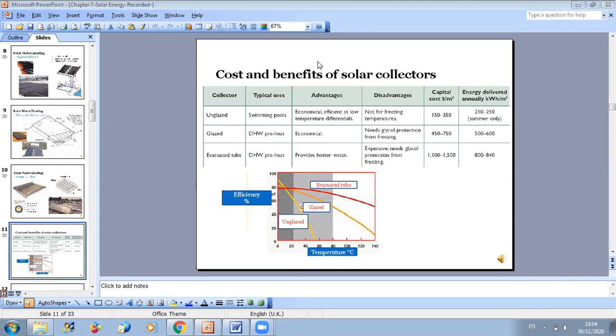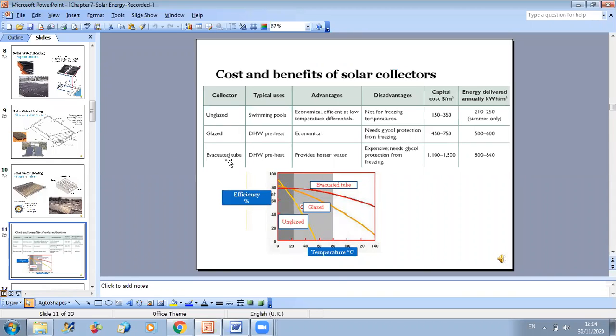Now, the other type is the glazed collector. It's typically used for domestic hot water needs, so to heat water for a shower or to use as home hot water. It is also relatively economical if we compare it with evacuated tubes. And also the same disadvantage, it needs protection from freezing during cool seasons. And for the capital cost, it's larger than unglazed, so you can see the difference. It's 450 to 750, but it's still acceptable. And compared to evacuated tube, it costs less. And the energy delivery is higher than unglazed, so it can reach 500 to 600 kilowatt hour per square meter.